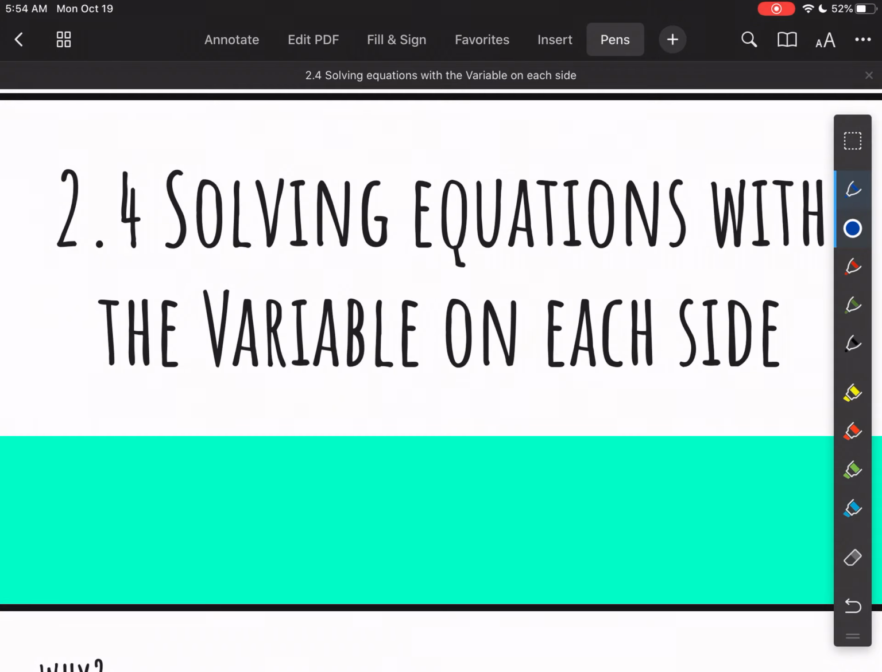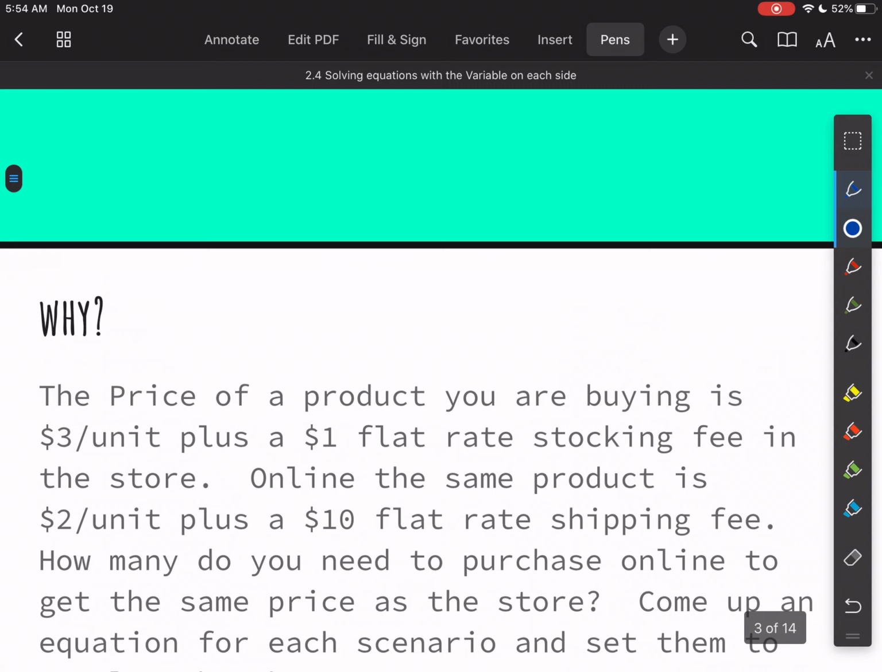All right, Algebra 1, welcome to 2.4, solving equations with variables on each side. Before this, we solved equations with one variable, then we solved equations with two variables. Now we have a variable on each side of the equal sign. All right, so that's what we're doing today.